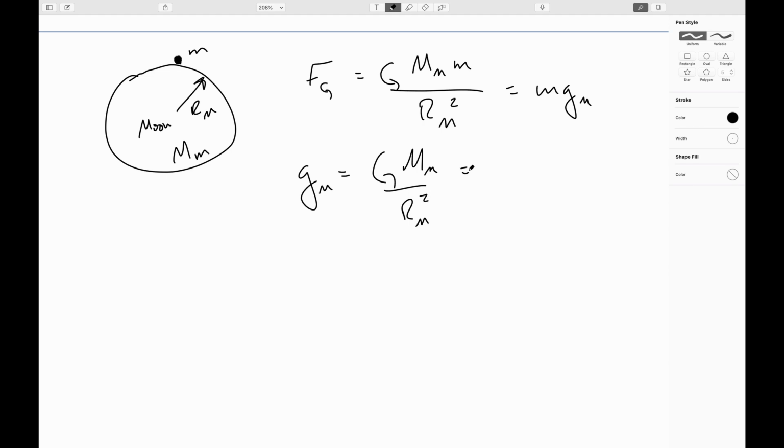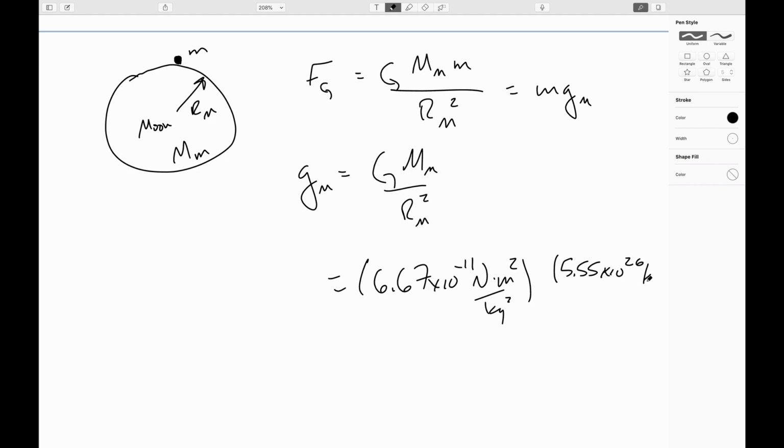Okay, I've looked up those numbers. So big G will be 6.67 times 10 to the negative 11 Newton meters squared per kilogram squared. The mass of the moon is 5.55 times 10 to the 26 kilograms. And the radius of, oops, I'm sorry, that's not the mass of the moon.